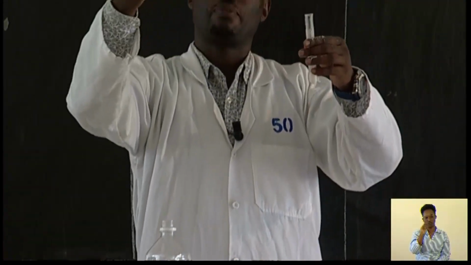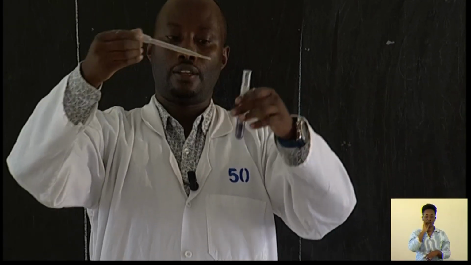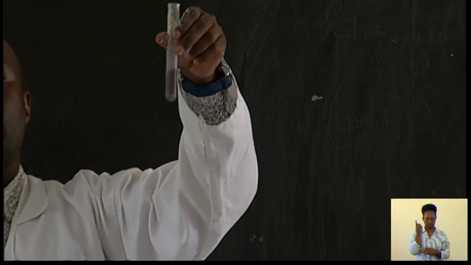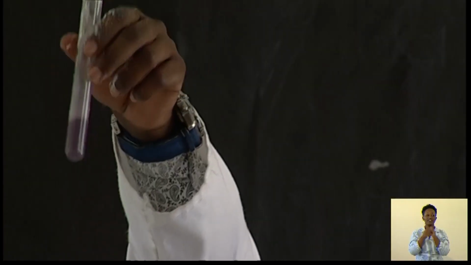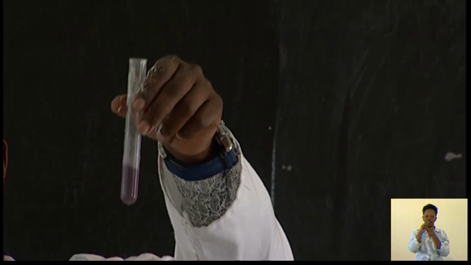This is the brown color of the iodine solution. If I add it there, you can observe, the color is changing to a blue-black color, which indicates the sample contains starch.